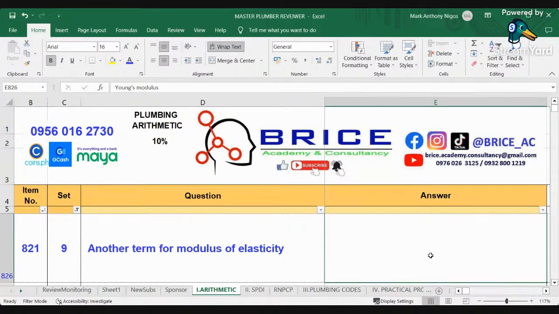Another term for modulus of elasticity. The answer is Young's modulus.